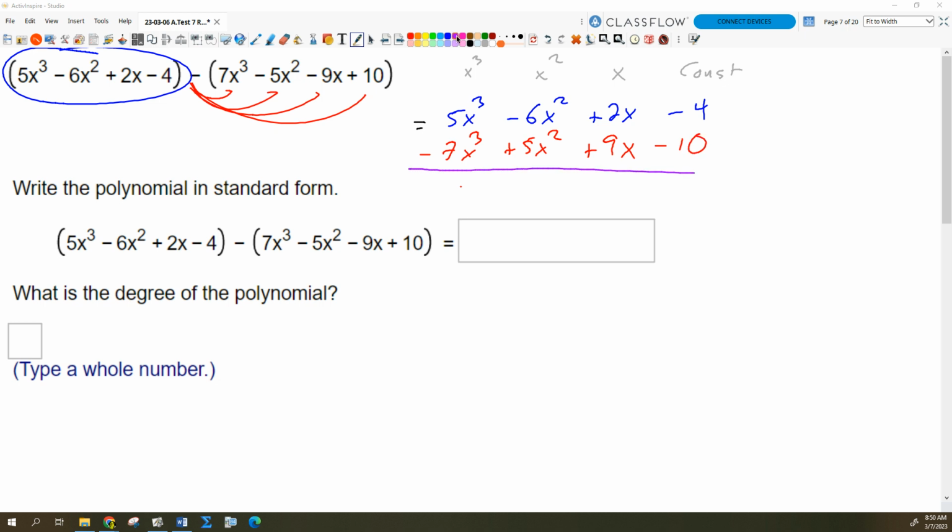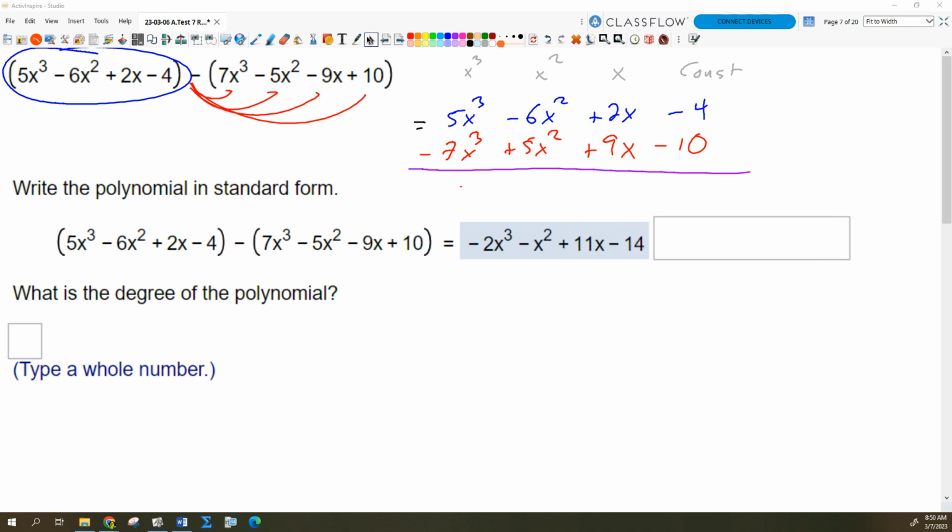And if I combine those, I've already got them stacked vertically. Doesn't that work out where, how many x cubes am I going to have? -2. Okay, how many x squareds? -1, good. Minus x squared. How many x's? 11. And how many, what's my constant? -14. You got it. Okay, what's the degree, everybody? 3. There you go.